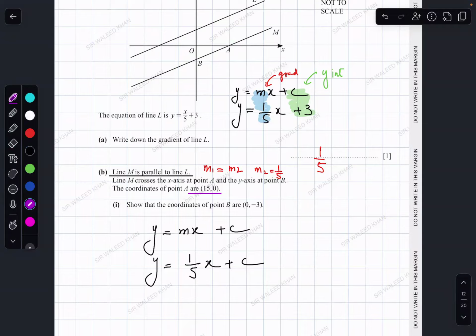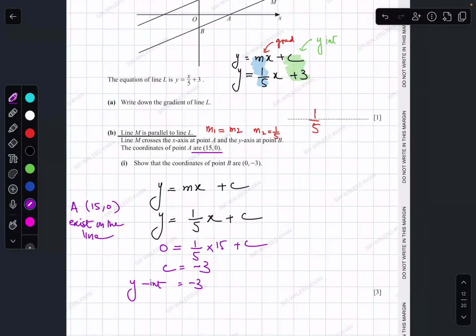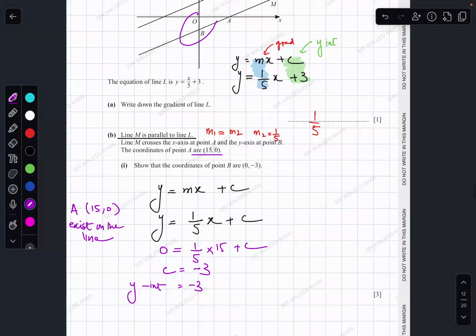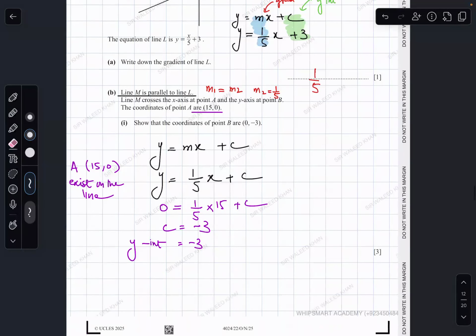As A exists on the line, I can use it in the equation. So this will be 0 is equal to 1 by 5 times 15, plus c. You get the value of c. So c is equal to minus 3. Now your y-intercept is minus 3. So they are saying that the coordinates of B should be 0 and minus 3, because it's intersecting the y-axis at B. So the coordinates of B will be (0, -3).